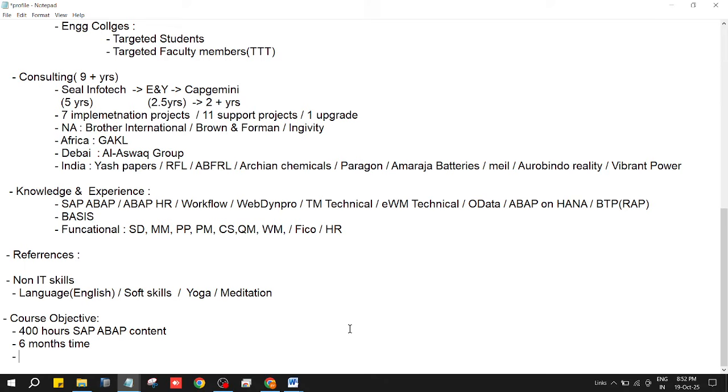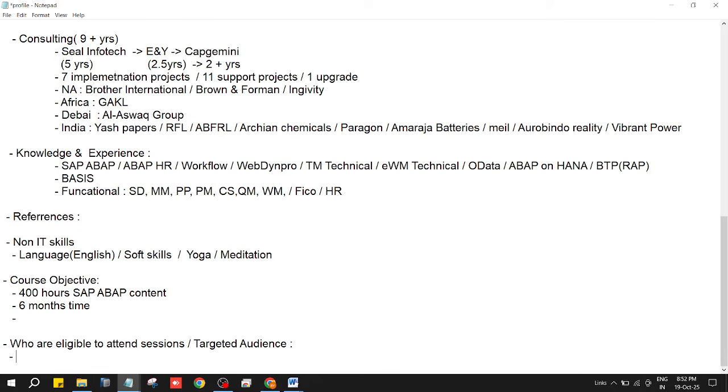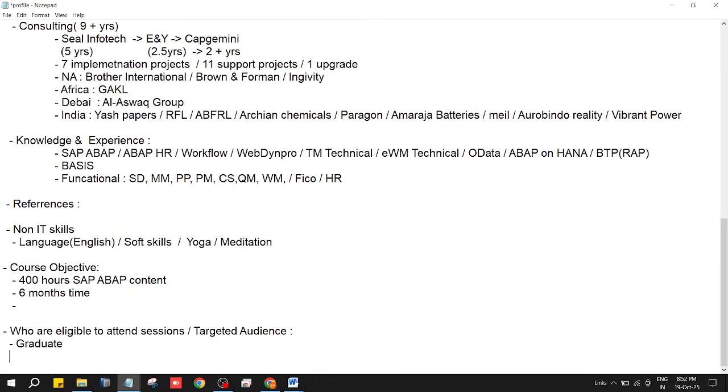And if you are looking for an IT career, you may be a graduate. Generally, who is eligible to attend these particular SAP sessions? Technically speaking, it is a targeted audience. If you are a graduate or postgraduate from any discipline, from any university or college, from any corner of the world, and you are looking for an IT career, SAP career, software career, particularly an SAP technical career, an ABAP career, this is the right place to learn, with the right guidance.